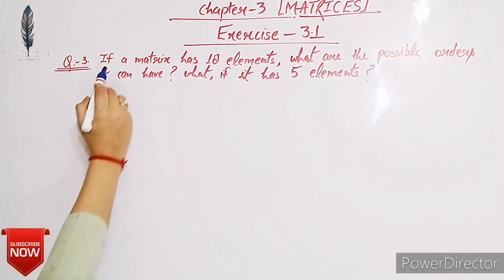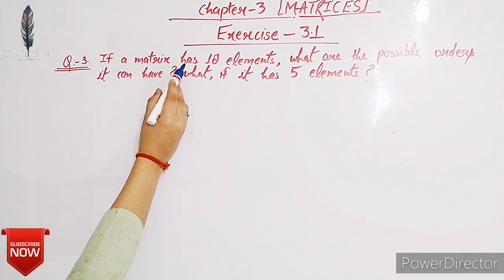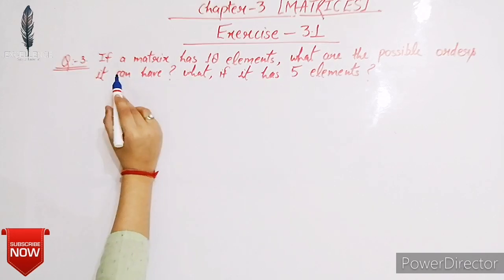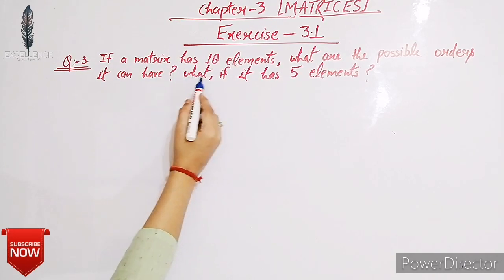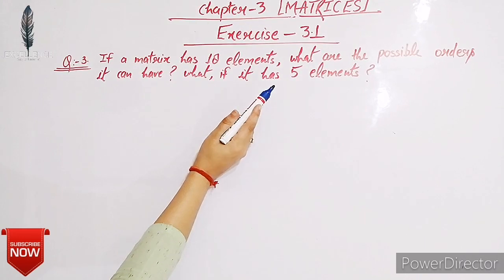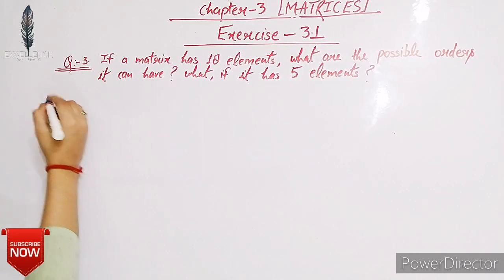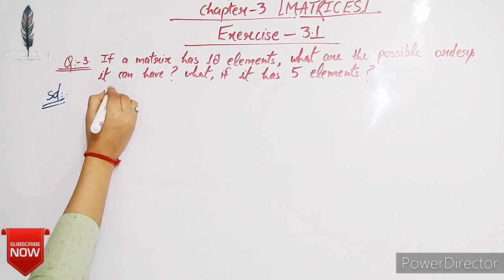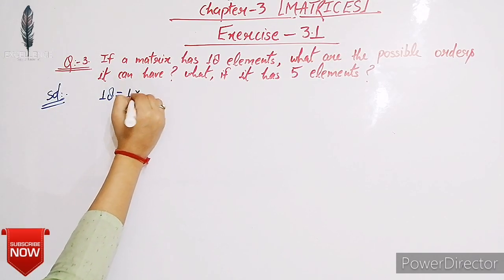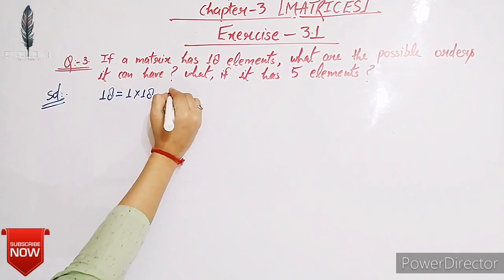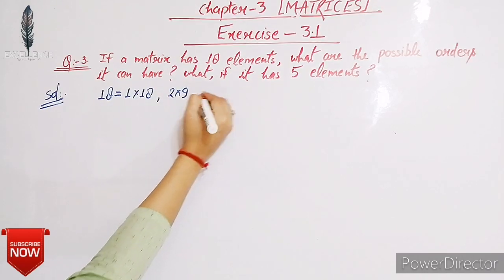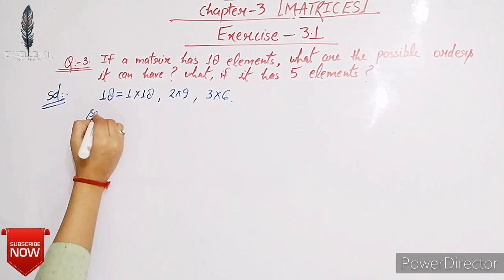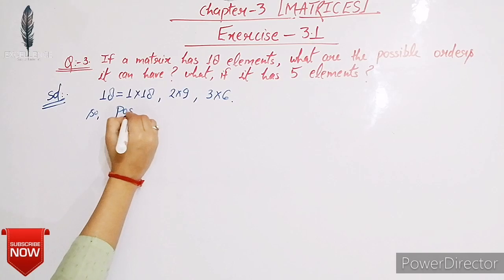Let's see the next question. Question number 3. Same only. If a matrix has 18 elements, what are the possible orders it can have? What if it has 5 elements? Okay, let's do it. For 18 elements, first we have to find the factors of 18. Okay, so 18 equals 1 into 18 and 2 into 9 and 3 into 6. These are 3 possible factors. So how many possible orders will be formed?